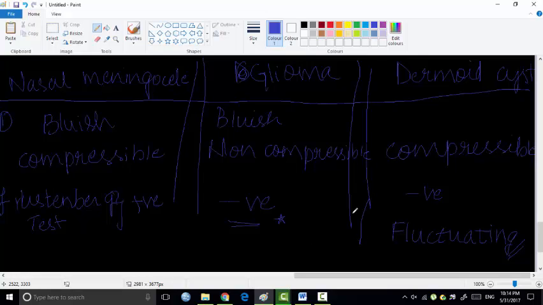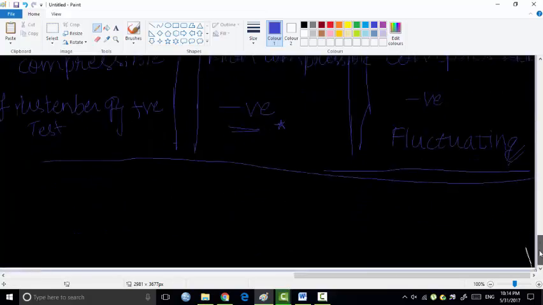All these are the major differences which you have to remember, because one may get confused by not knowing them. So this is the end of the chapter, congenital anomalies of the nose and the paranasal sinuses.